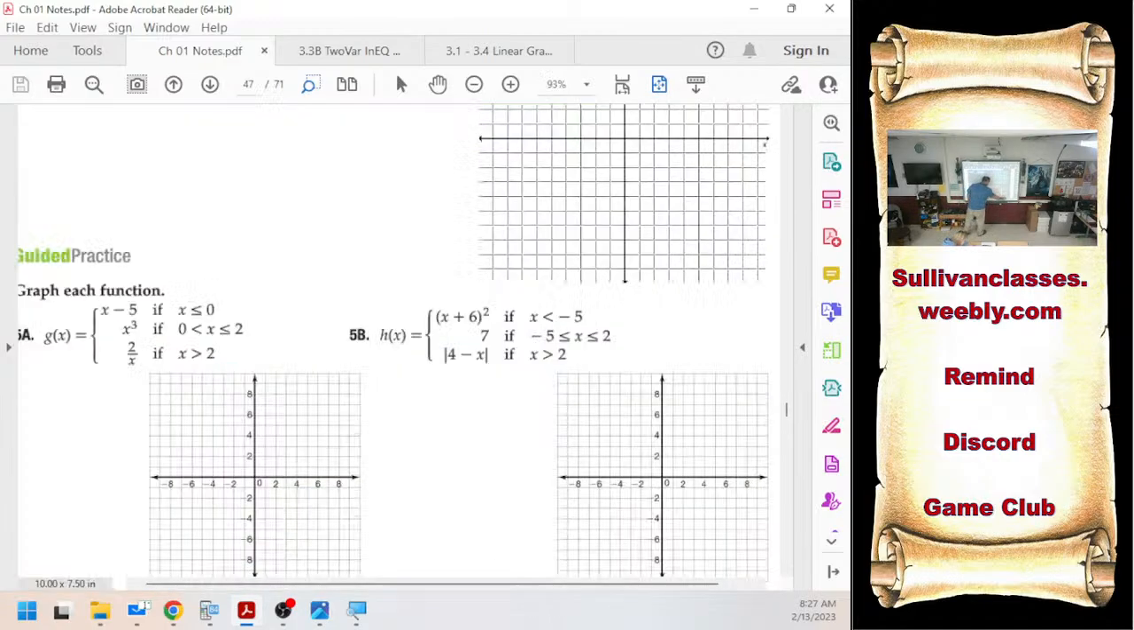Get them. In these two problems, you have 6 different types of functions. Let's see what you got.